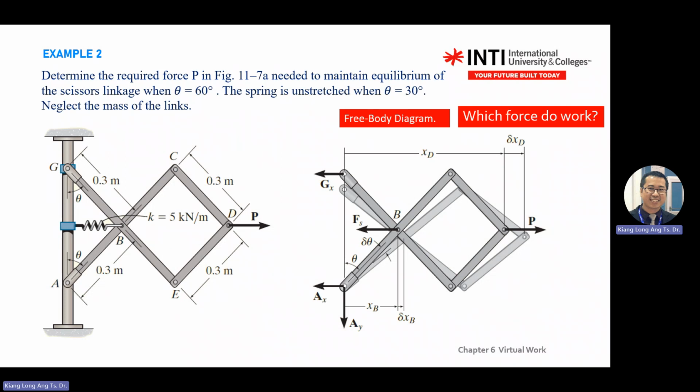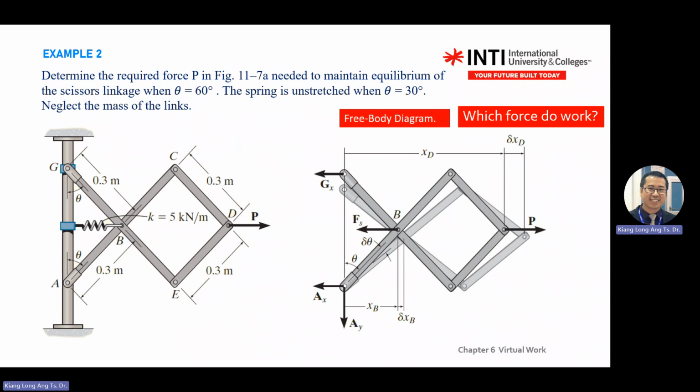Why does G not do work? What happened to the angle? In what scenario does work not happen? 90 degrees. Because G is always 90 degrees to the distance, either moving up or moving down. G is always 90 degrees. 90 degrees doesn't do work.